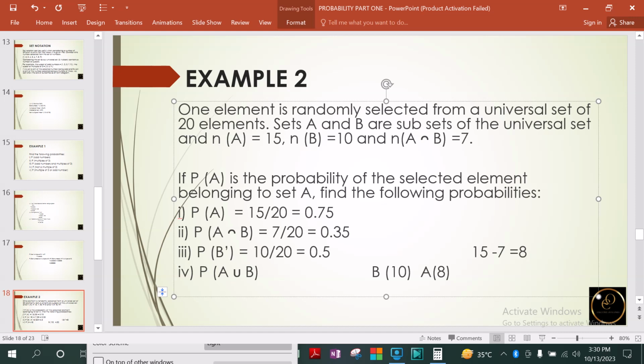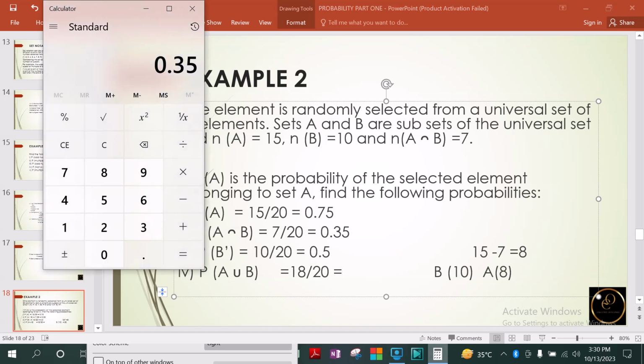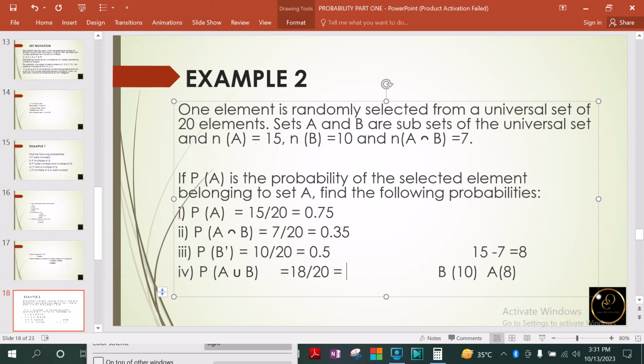Okay, probability of A union B is going to be 18 out of the possible 20. So that will give us the probability. You can look at that one, calculate again. You have 18 divided by 20. Okay, that would be 0.9. Okay, that is the probability. So such is the probability.